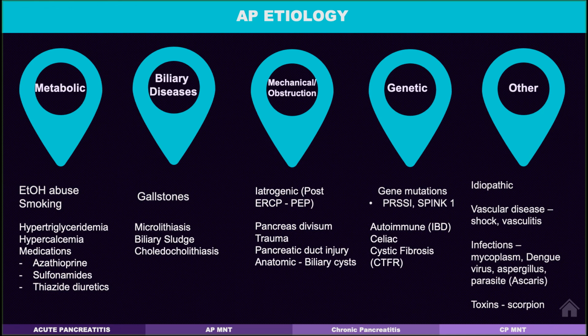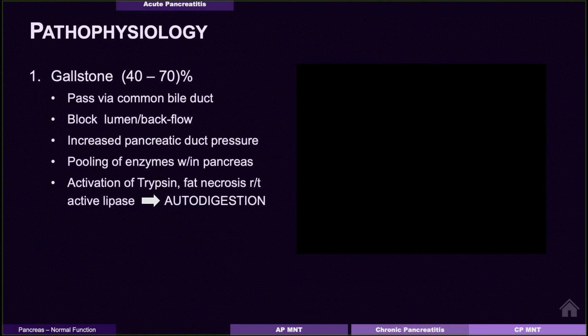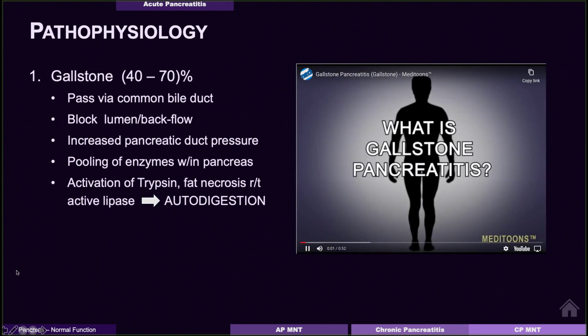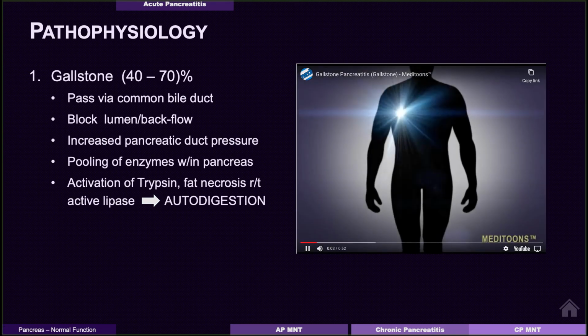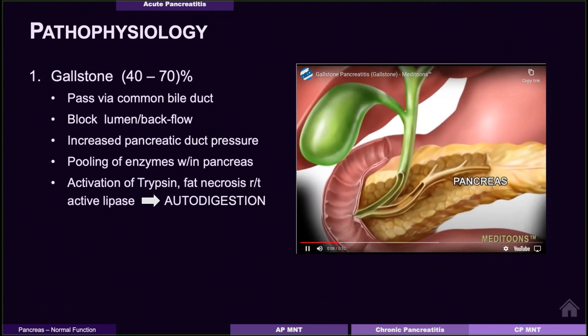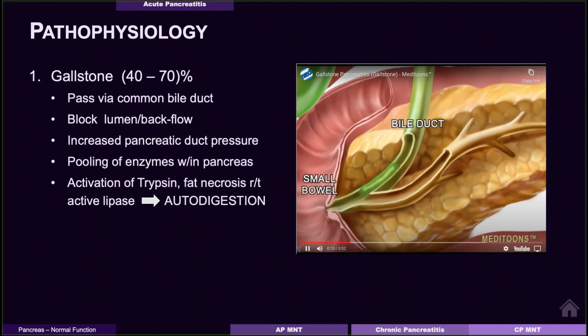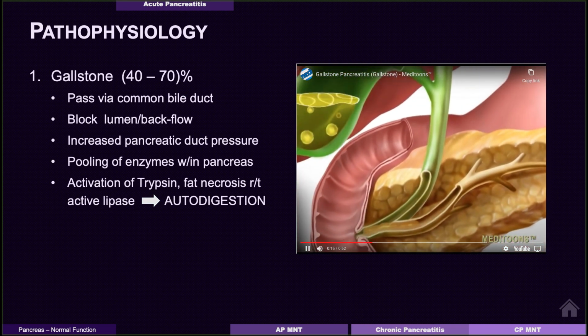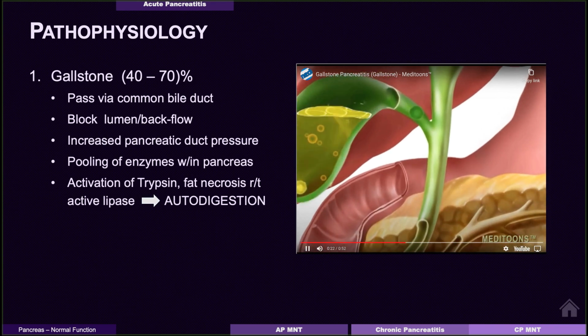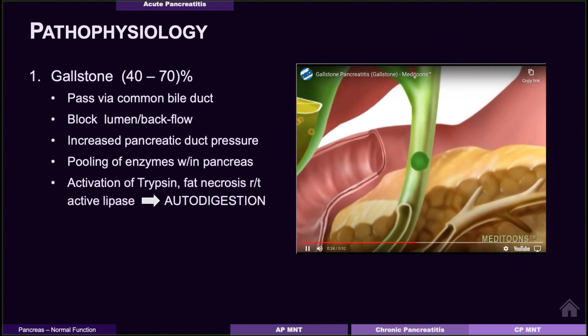Okay, so I'm going to describe the pathophysiology for the first two, most common, gallstones and alcohol. I've included a little video here, and it should be playing, and it shows exactly what happens as the gallstone creates that blockage. The gallstone migrates to the common bile duct and blocks the sphincter of Oddi, and what we see then is a backup of pancreatic secretions, which increases the pressure within the pancreas.